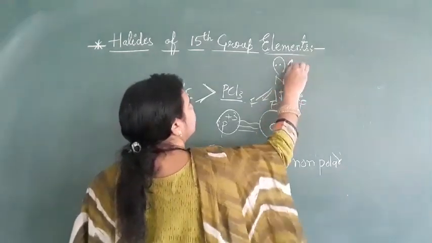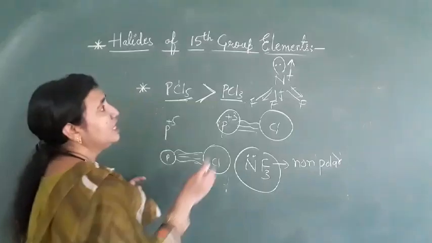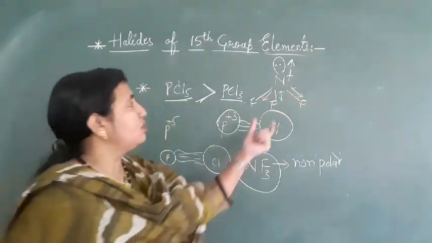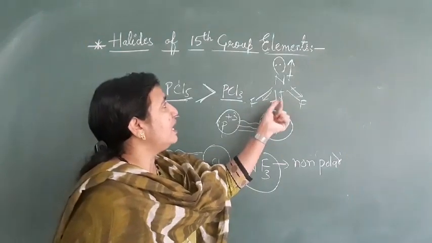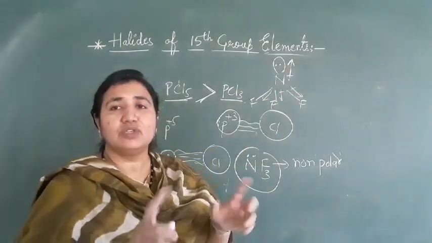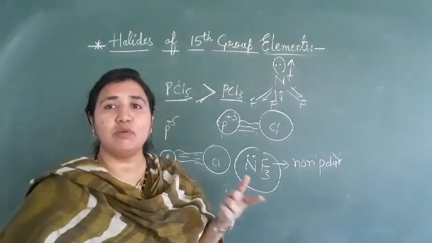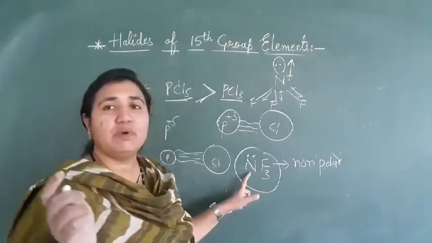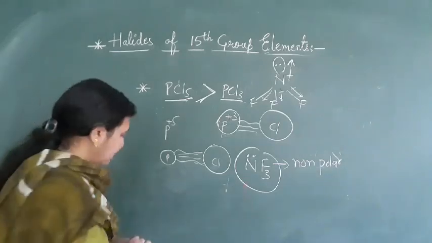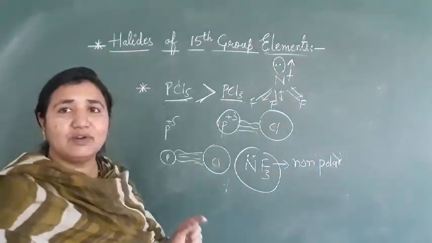And the lone pair orbital's dipole moment will be in this direction. So the net dipole moment of the three N-F bonds and this orbital dipole moment will cancel each other out. So the dipole moment is 0, meaning non-polar. Because it is non-polar, NF3 will not get hydrolyzed. Okay, the remaining halides can hydrolyze.